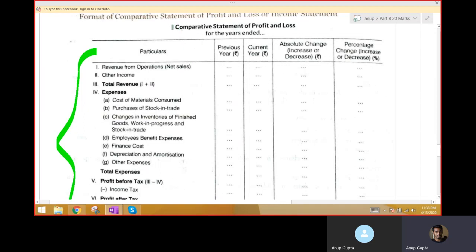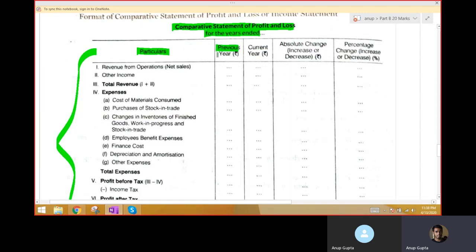So we start with writing comparative statement of profit and loss. Obviously for the year ended. For balance sheet we'll write as at. But for statement of profit and loss we write for the year ended, whatever year it is given, whatever 31st March, whatever year it is given. Then in this case we will make 5 columns. 1, 2, 3, 4, 5. The first column is for particulars.